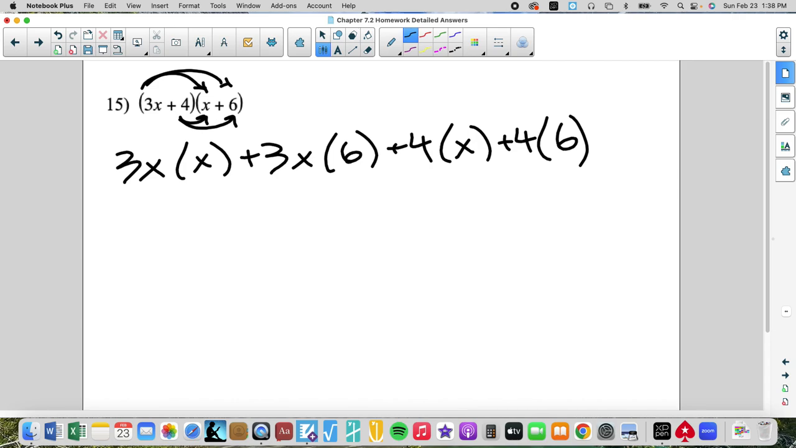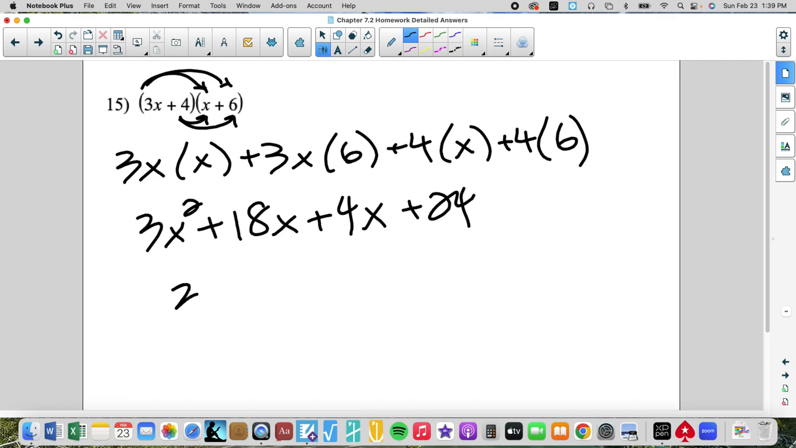All right, so 3x times x is 3x squared. 3x times 6 is 18x. 4 times x is 4x. And 4 times 6 is 24. 3x squared plus 22x plus 24.